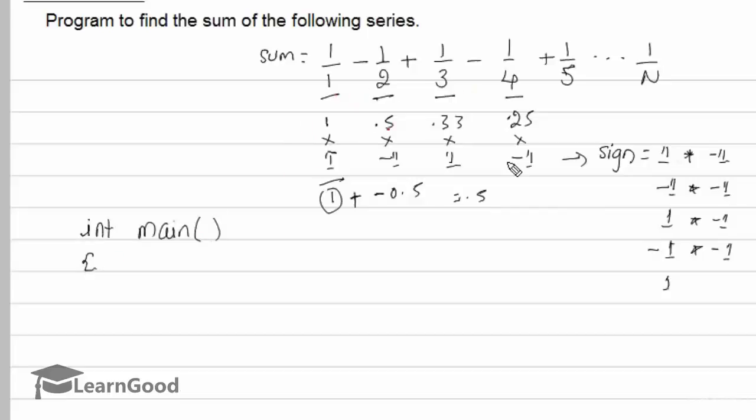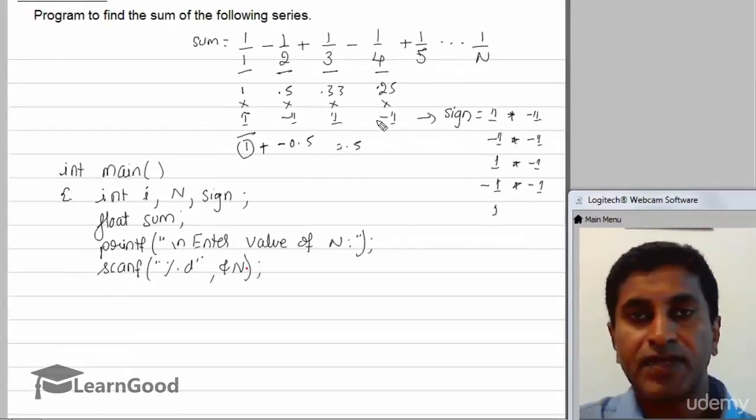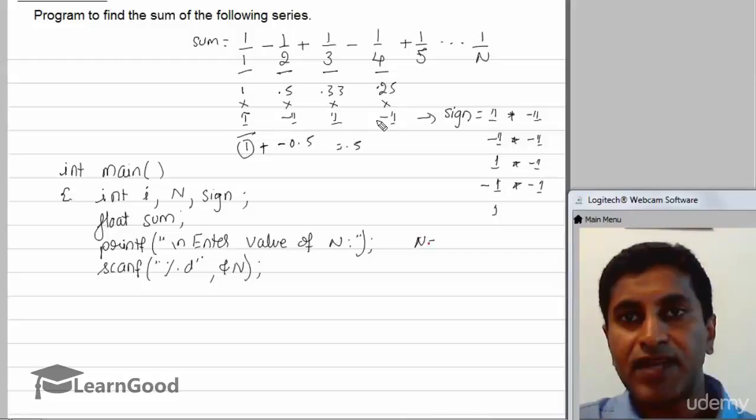To generate natural numbers from 1 to n, we'll take one integer variable I. We need to accept the value of n, and we also need the variable for generating this minus 1, plus 1, minus 1, plus 1 value, so we'll do it with sign. And the sum value will be of type float. Fine. Here, accept the value of n first: scanf percentage d, that is ampersand of n. Let's take the n value as 4.